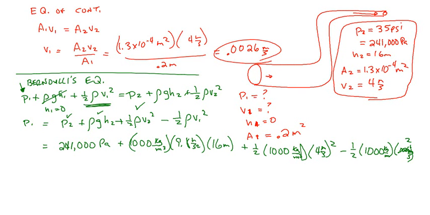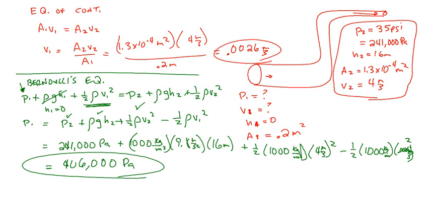Okay. Down here at the bottom, I need a whole lot of pressure. I need to have 406,000 Pascal. Okay. That's about twice what I would need at the top. But that extra pressure is going to deliver that water up there for me.